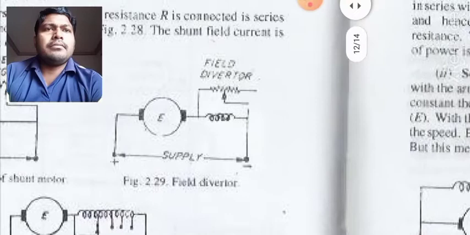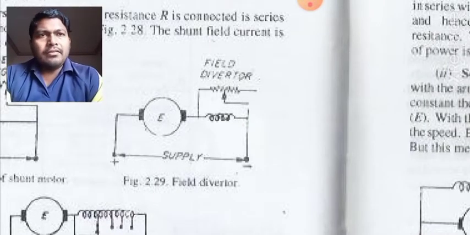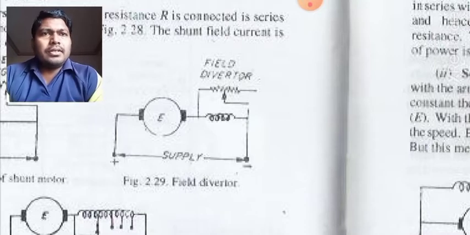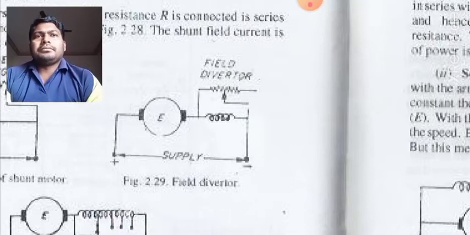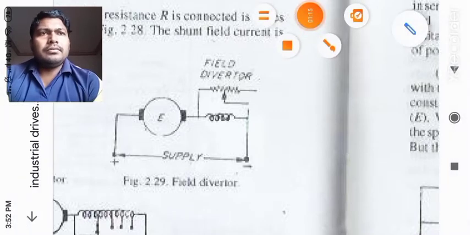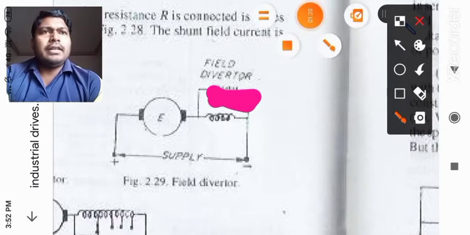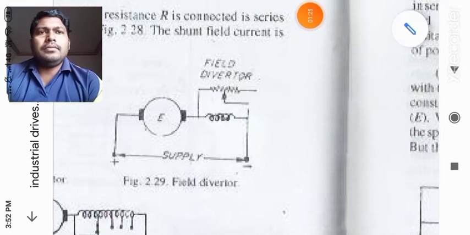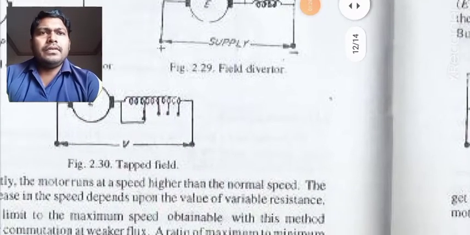Yes, this is the diagram. So we have the diverter. So students, this diverter is connected so as to vary the amount of flux in the coil. Now let me show you the field diverter also. So this is the field diverter, this one. So now this field diverter is connected across the field.